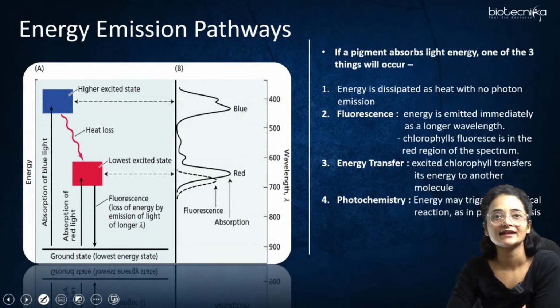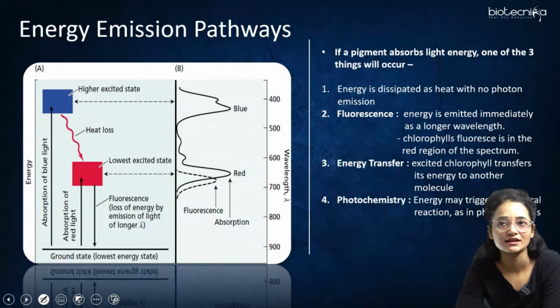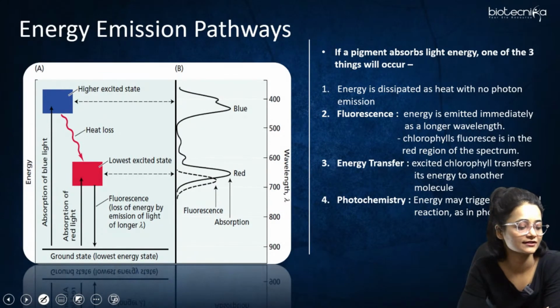Then coming to the energy emission pathways. Now here we can see that if a pigment absorbs light energy, one of three things will happen.